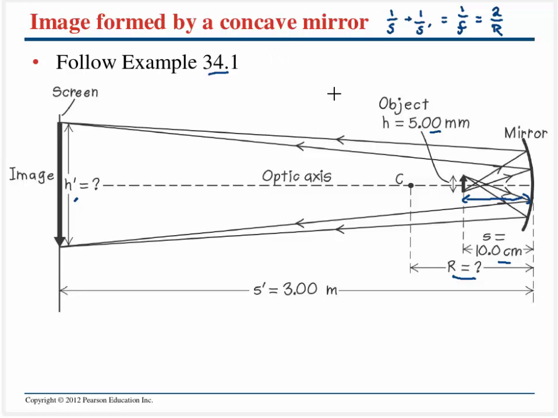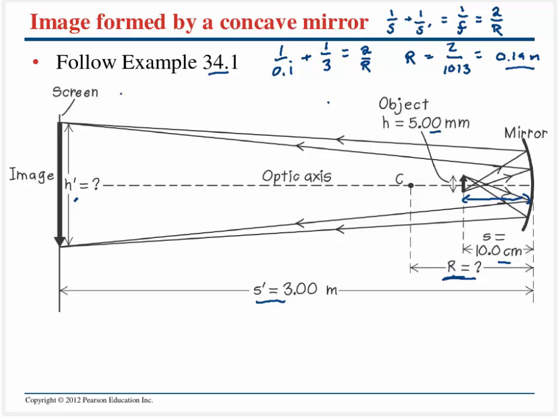We can say this object distance is 10 centimeters, so it's going to be 1 over 0.1 meters. We know that the screen is going to be 3 meters away, so 1 over 3. That's going to be equal to 2 divided by the radius of curvature. So that says the radius of curvature is going to be 2 divided by, 1 over 0.1 is 10, you add a third to that, so 10 and a third, that's roughly 0.19 meters, so we've solved for the radius of curvature here.